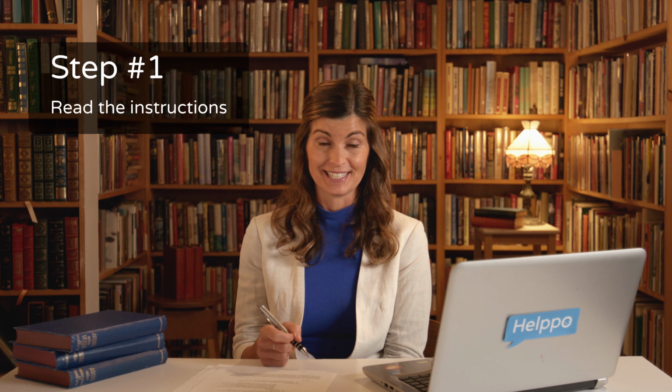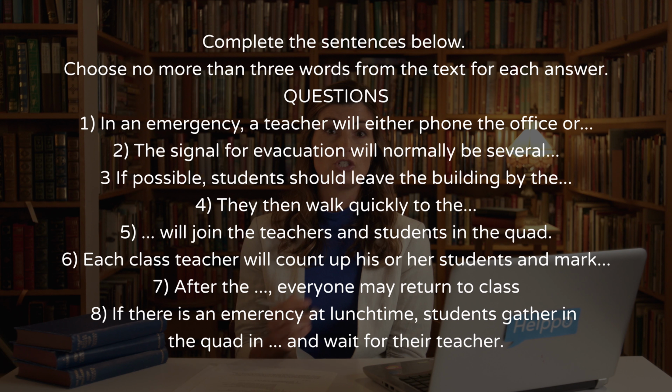Read the instructions. The IELTS always gives precise instructions. Failing to follow these directions can result in your answers being marked incorrect, even if the content is correct. In the case of sentence completion questions, the instructions usually read like this. Complete the sentence below. Choose no more than 3 words from the text for each answer.